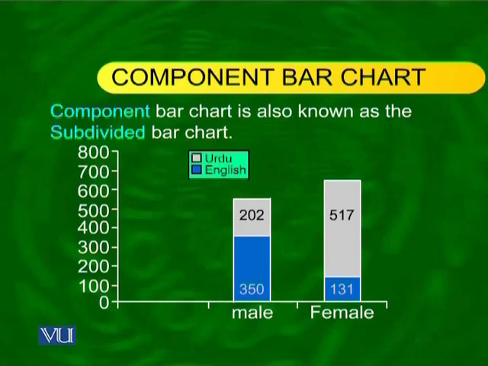Now you can see that among the male students there was a greater number of English medium students than among the female students, and this is very clearly depicted in this subdivided bar chart. This component bar chart that we have just discussed is a very effective and useful diagram.